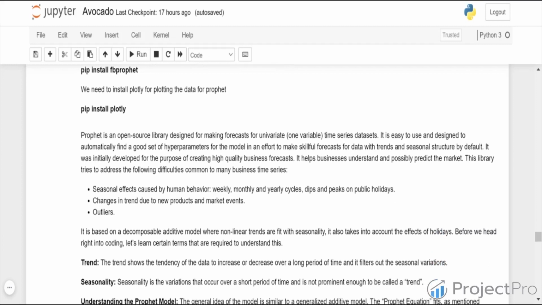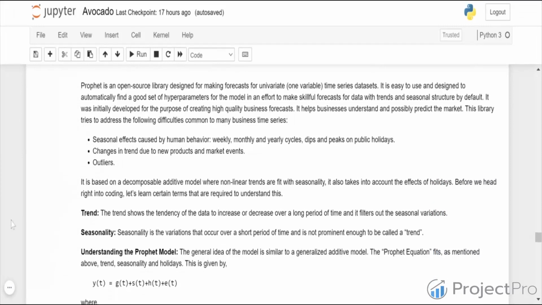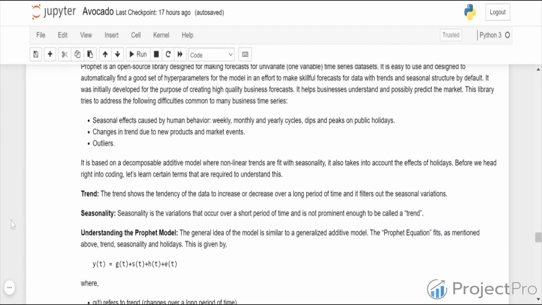Before we head right into coding, let's learn certain terms that are required to understand this. So the two important terms are trend and seasonality. The trend shows the tendency of the data to increase or decrease over a long period of time, and it filters out seasonal variations. On the other hand, seasonality is the variations that occur over a short period of time, and it is not prominent enough to be called a trend.